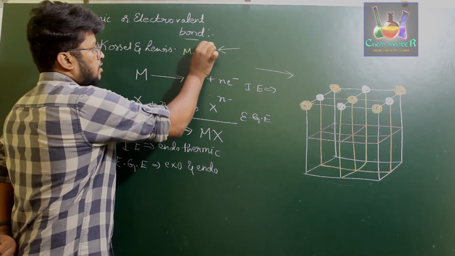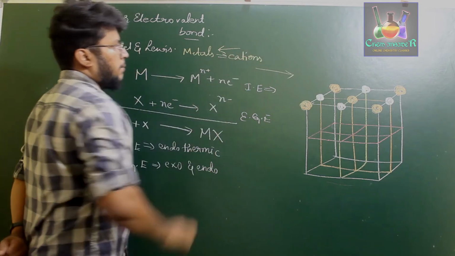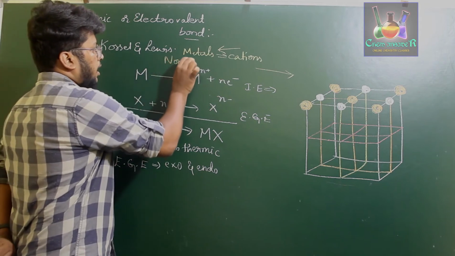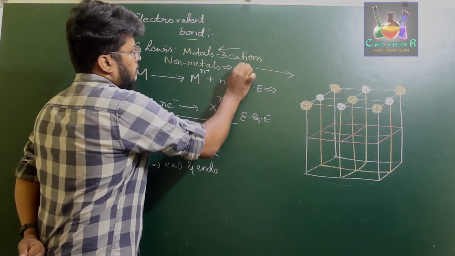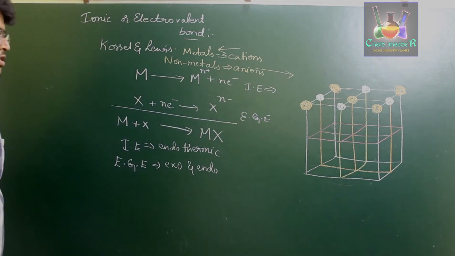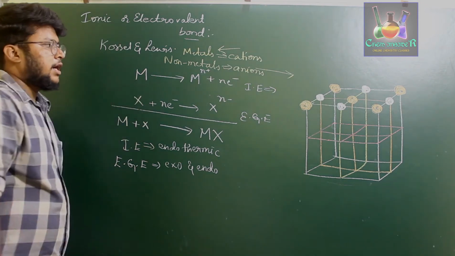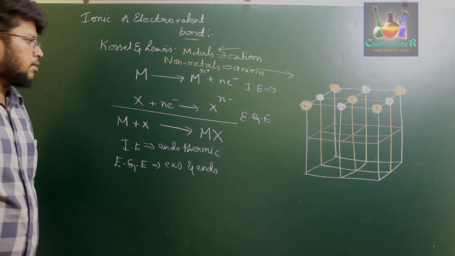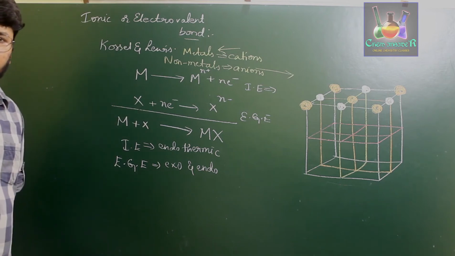So clearly what we can say is, metals usually form cations, and non-metals form anions in an ionic compound. Metals which have low ionization enthalpy form cations in this case, and non-metals which have very high negative value of electron gain enthalpy form anions by gaining electrons.